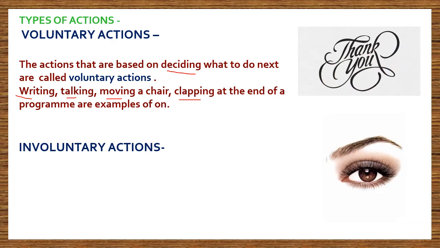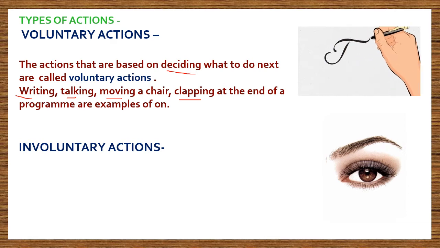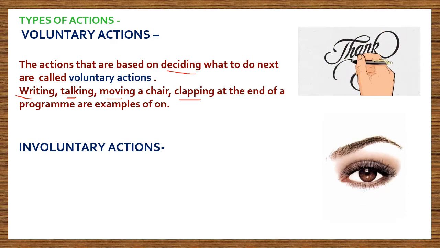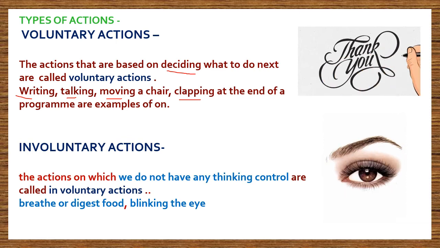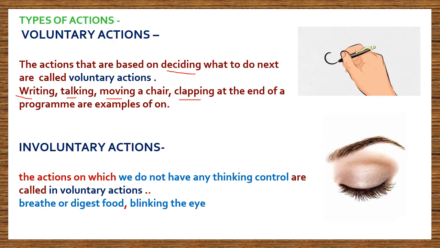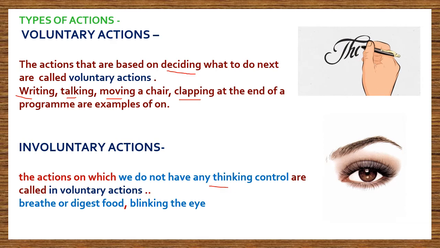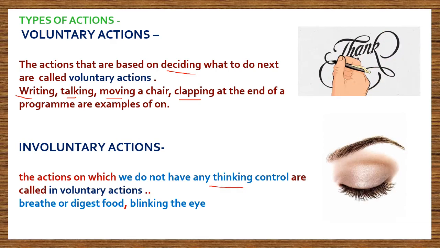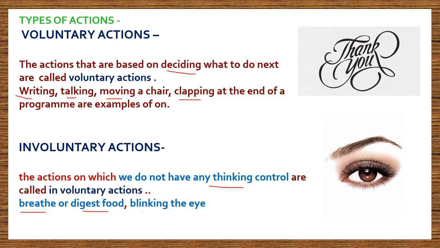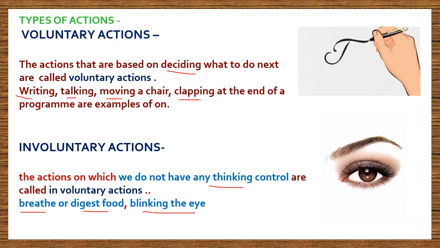On the other hand, involuntary actions cannot be acted by thinking. They are not in your control. As I told you, the actions on which we do not have any thinking control are called involuntary actions. For example, breathing, digesting food, or blinking the eyes.